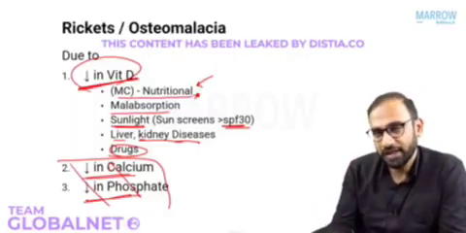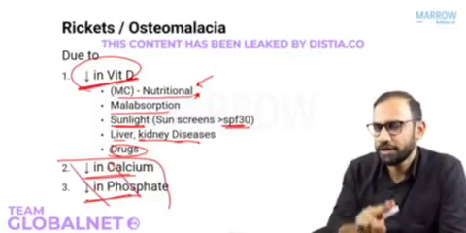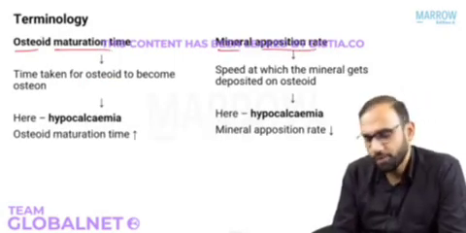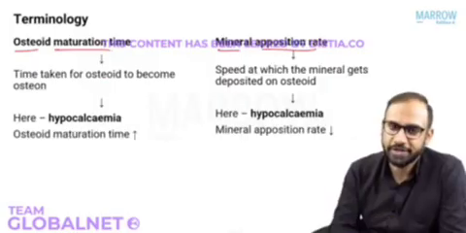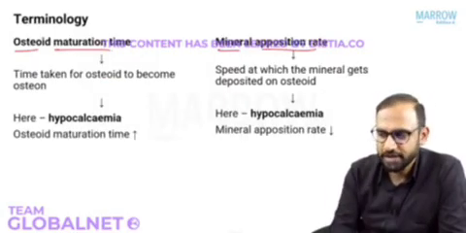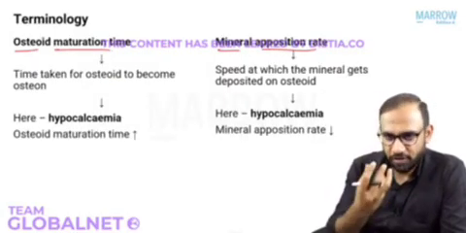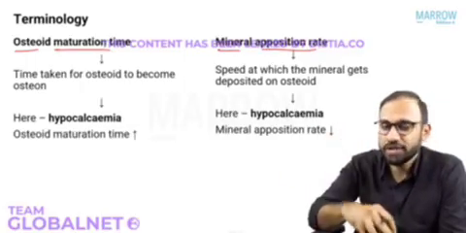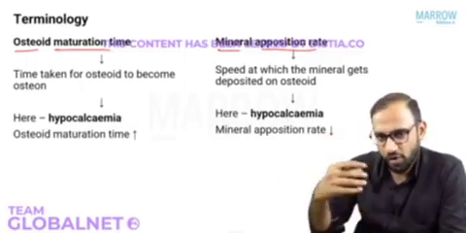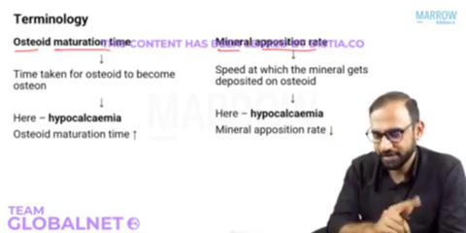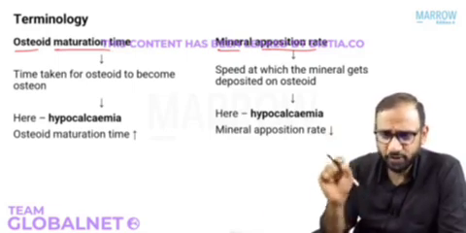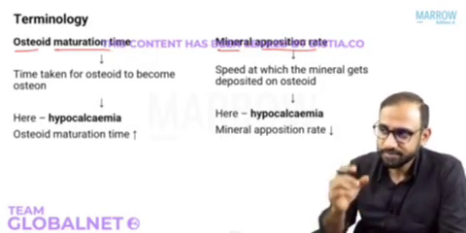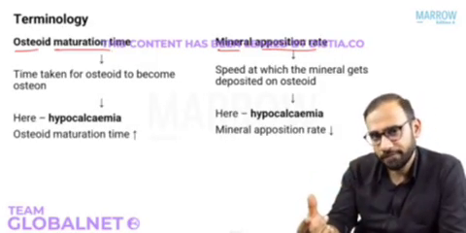But before we begin, I want you to understand two important terms. First is osteoid maturation time. The other is mineral apposition rate. What is osteoid maturation time? See, I've told you in the beginning, in the basics, bone formation is basically an osteoid that is formed with the help of osteoblasts, and then the mineral gets deposited on that osteoid to become bone, right? We've read this. So if there is a deficiency of vitamin D, which means a deficiency of mineral, the osteoid will remain an osteoid, right?